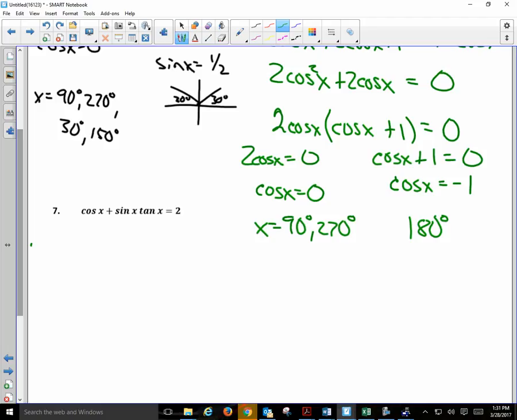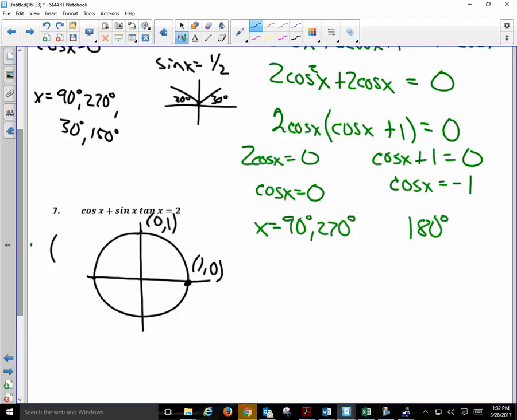If people are wondering where we're coming up with those values, there comes a point where you have to memorize this idea. We have (1, 0), (0, 1), (-1, 0), and (0, -1). So cosine is the x value. Where is x 0? X is 0 at 90 and 270. Cosine is the x value. When is x negative 1? Over at 180. That's the piece you have to memorize. Keep that in your brain.